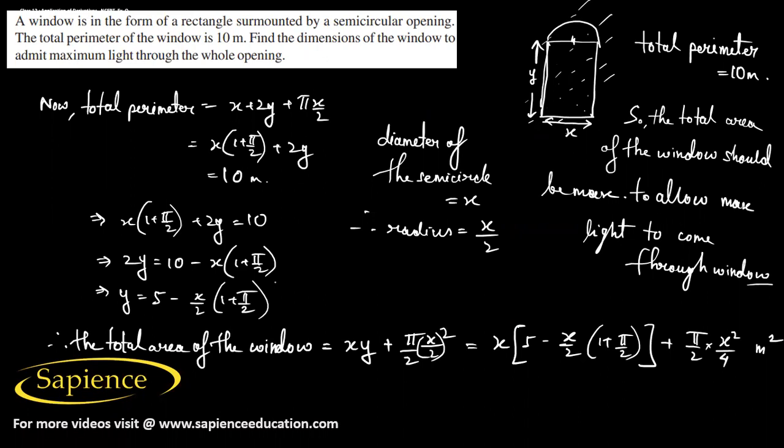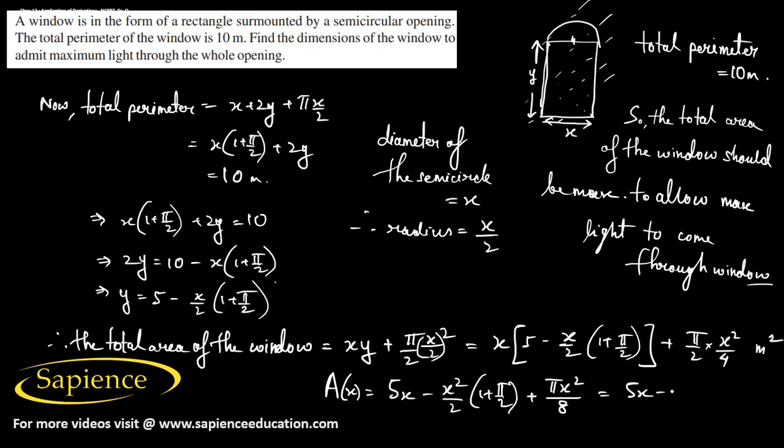So here it is told to find the dimensions of the window to admit maximum light through the whole opening. So it means that this area function should be maximized. So now we can take the function as A of x. A of x will be 5x minus x square by 2 into 1 plus pi by 2, plus pi x square by 8.